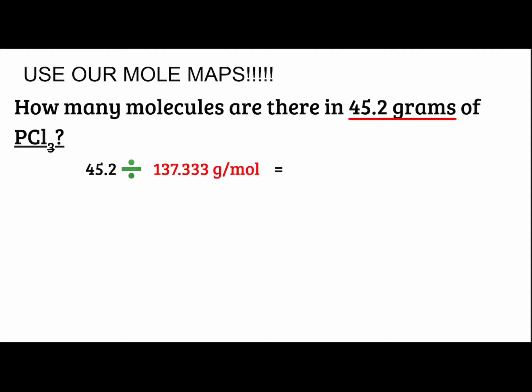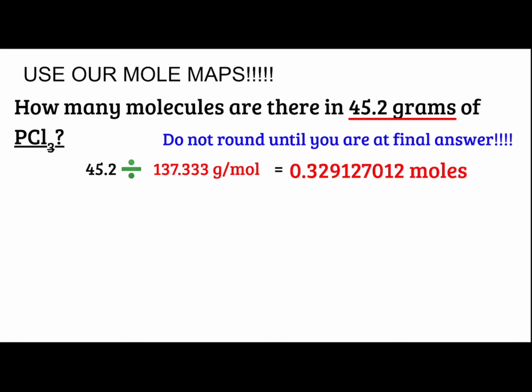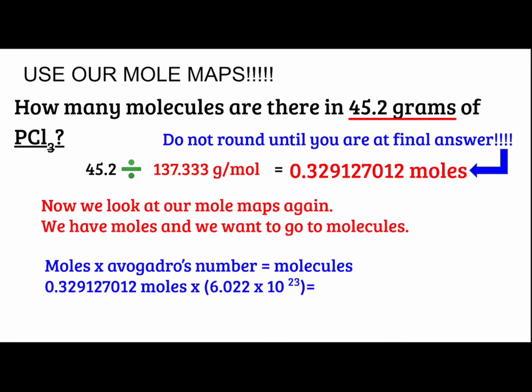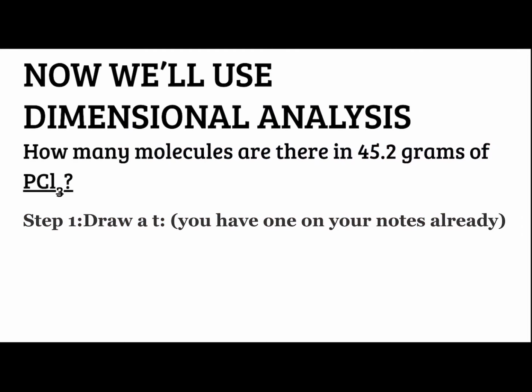So, this is what I just did. If you look at your mole map, if I'm going from moles in the middle to molecules on the right side, I'm going to have to multiply by Avogadro's number. So that number that I just found, the 0.32912, that whole thing, I'm going to multiply by Avogadro's number to get my final answer. My final answer is 1.98 times 10 to the 23rd molecules.